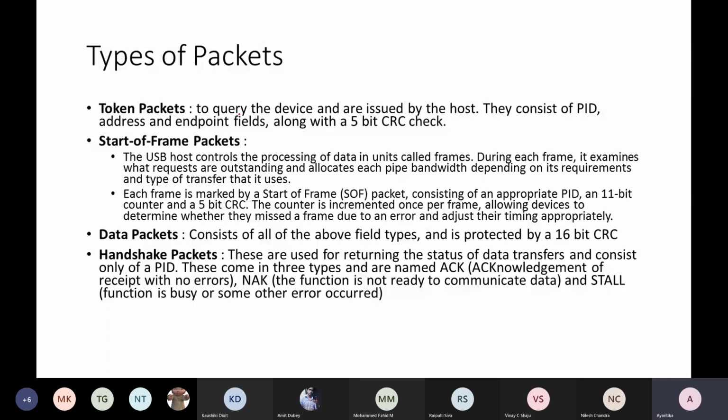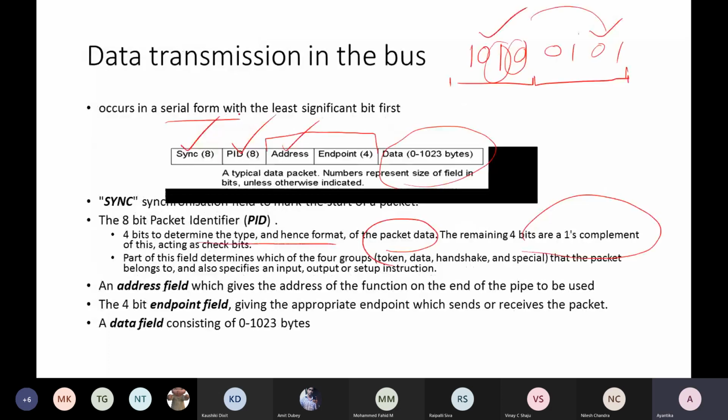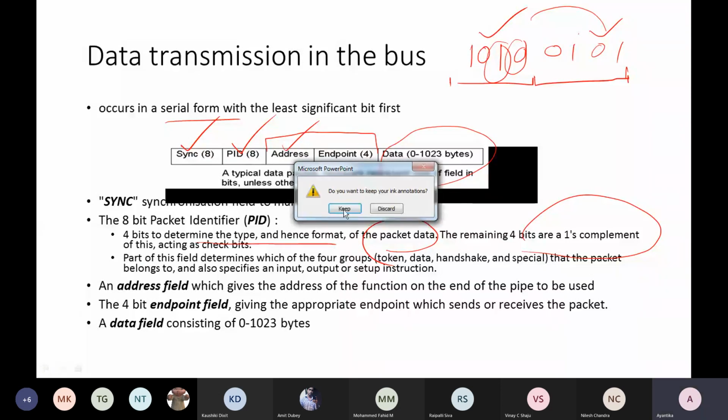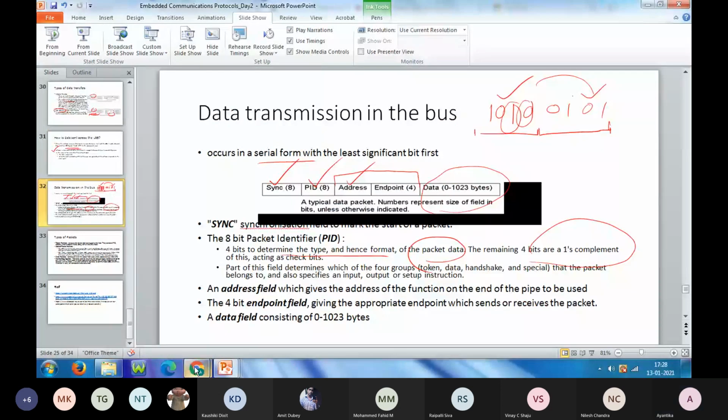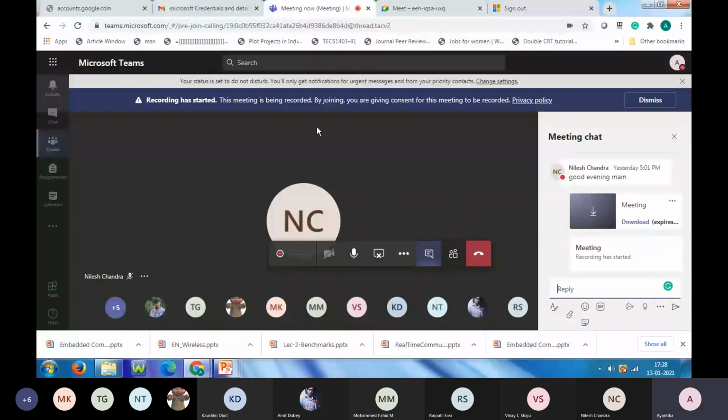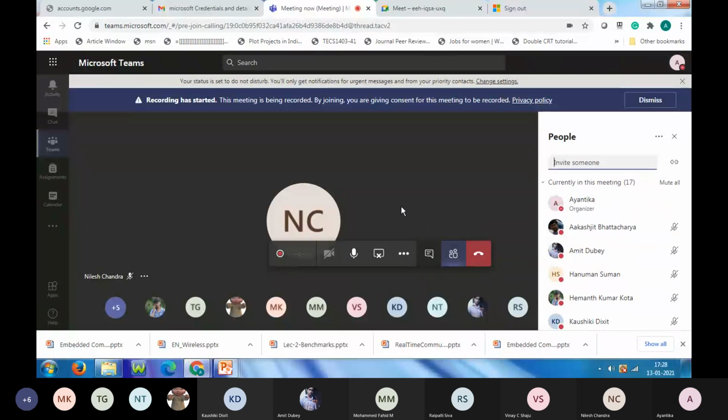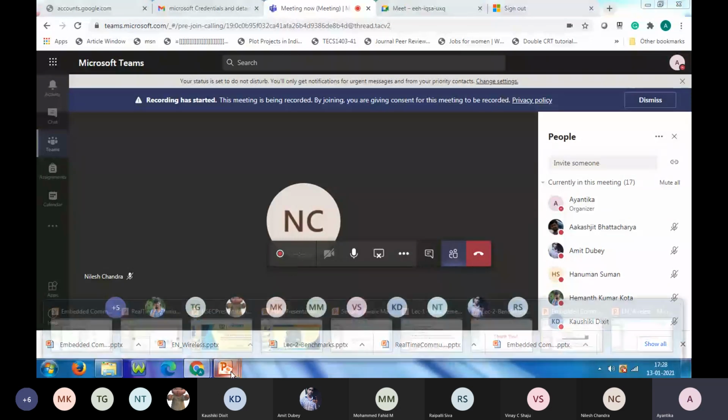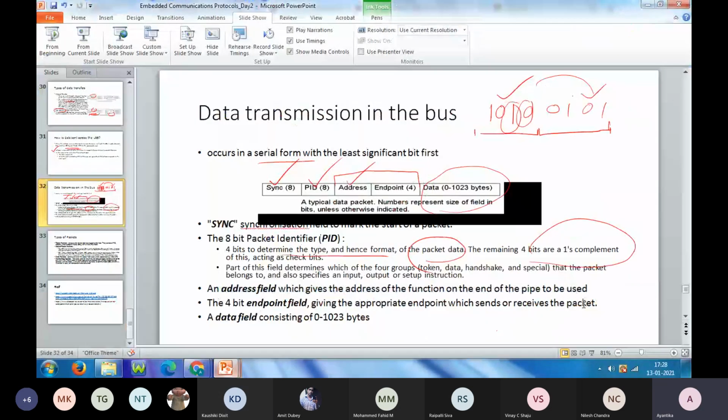So do you have any question on this USB part? Do you want me to repeat any part? No, right? It's clear, ma'am. It's clear, right?